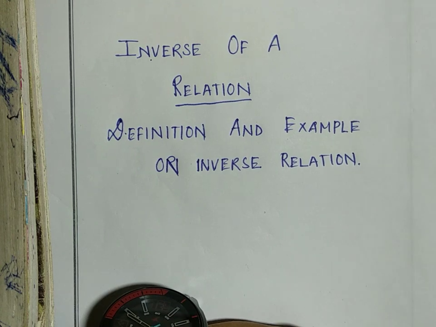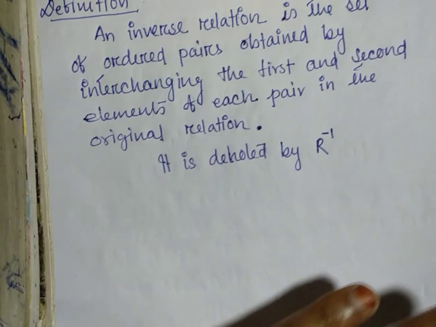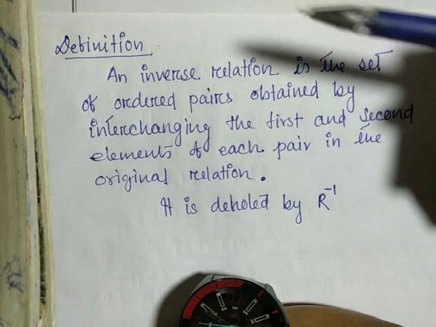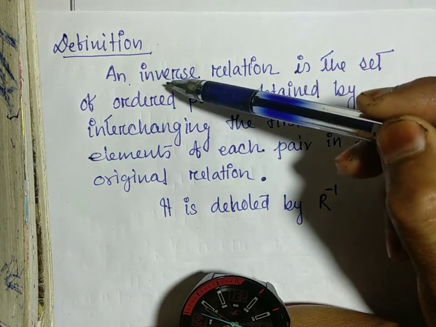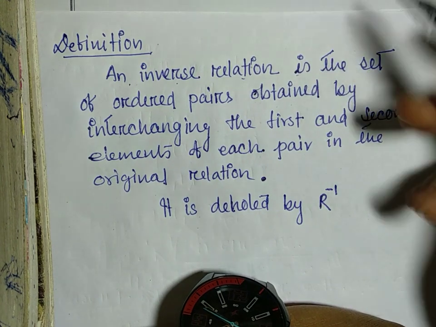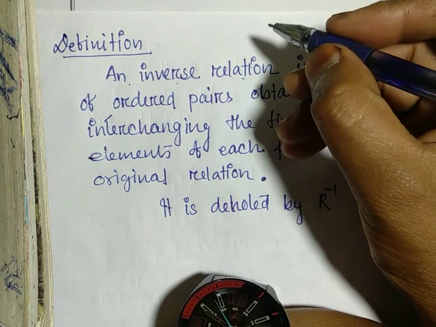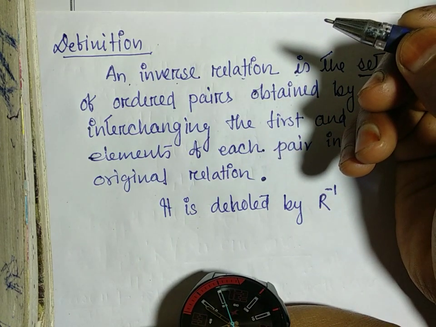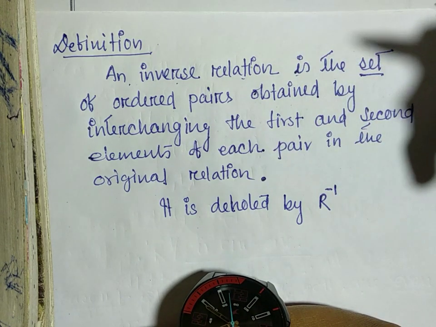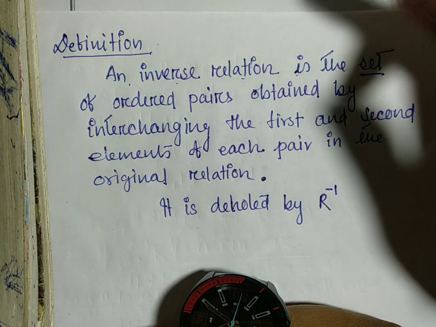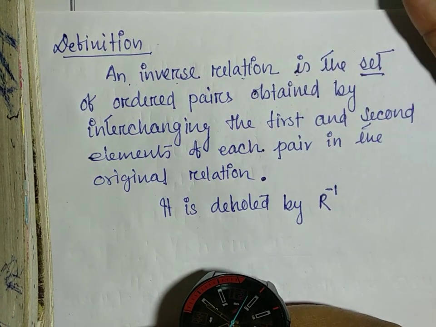So what is the definition of a relation? The definition of an inverse relation: an inverse relation is a set. Remember, because a relation itself is a subset of the Cartesian product of two sets, a relation itself is a set. Because a subset of the Cartesian product of two sets is itself a set.